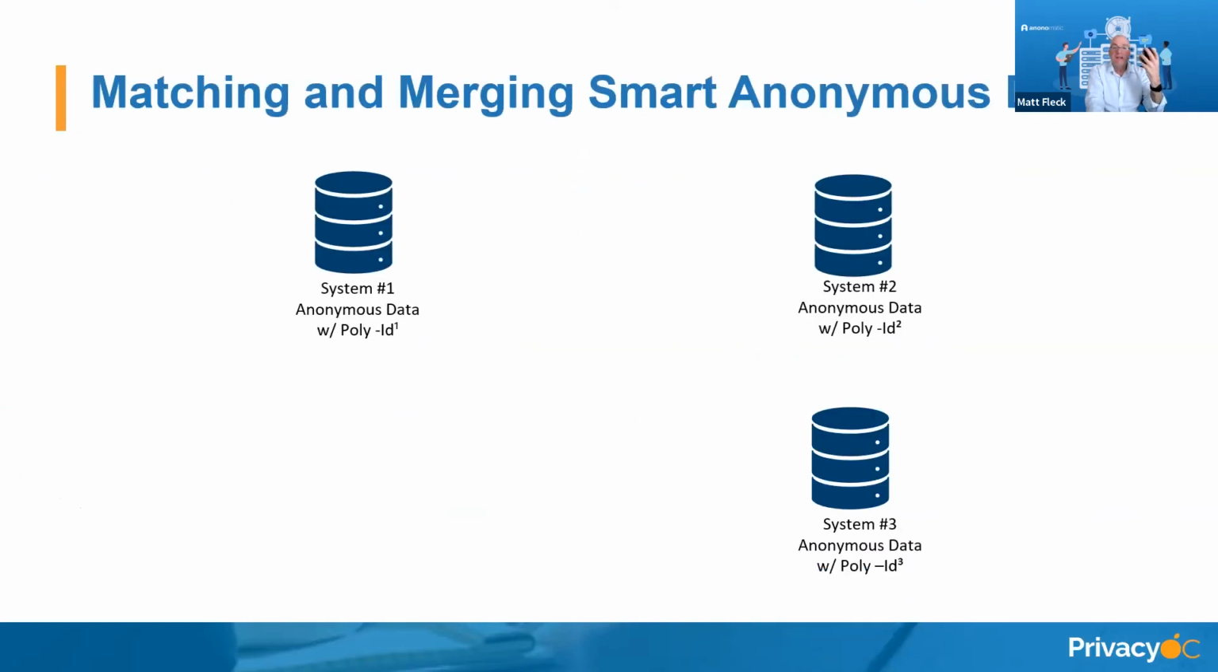Well, basically, let's take a look at it this way. You've got those three systems. In each one of those three systems, you've got different poly IDs for each individual. Well, this is where the PII vault comes in again. And that's the value of the PII vault. It steps in any place there is any risk of identification, and it takes that risk away.